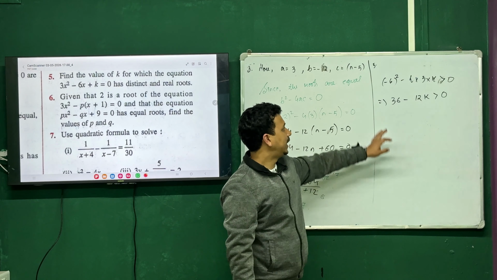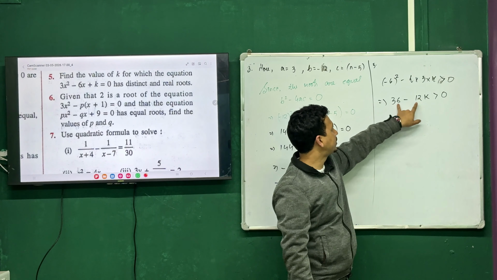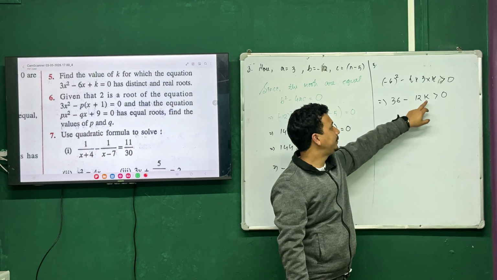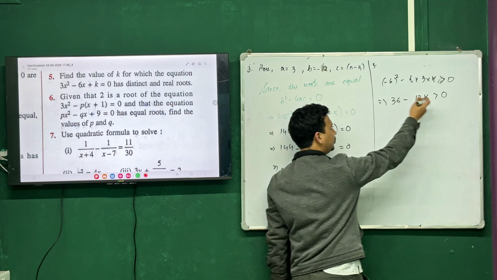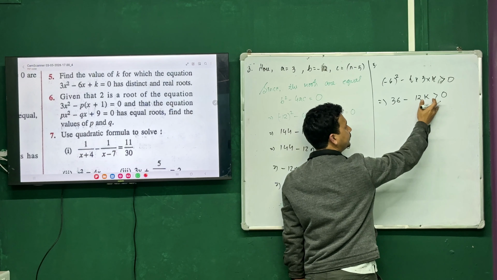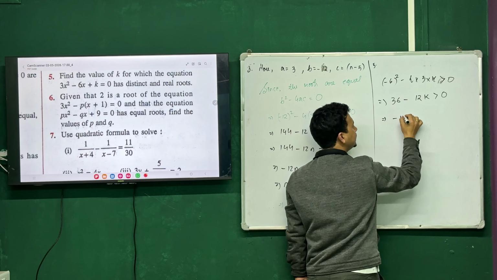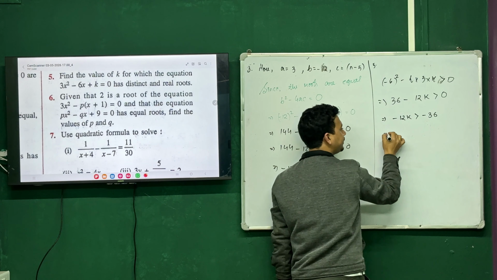Okay. Now I'll just tell you some mistakes that some of you have made. Like Irene, what she did is she subtracted 36 minus 12. No, we cannot do that because there is k. So we cannot subtract. So what would you do if it was equal to? Obviously you would take 36 on that side. So you get minus 12k greater than minus 36, right?